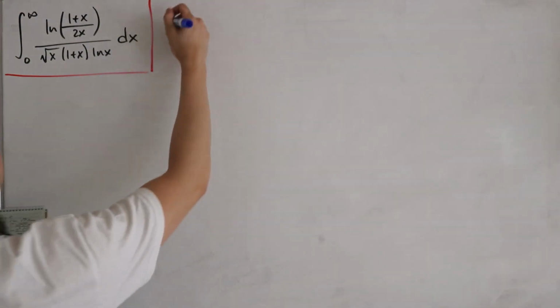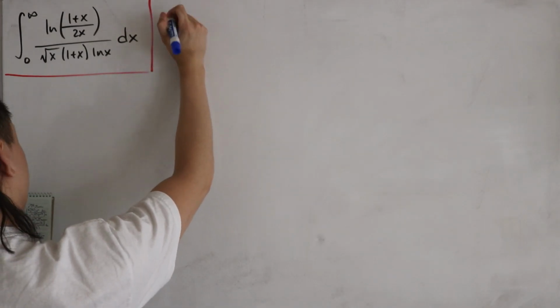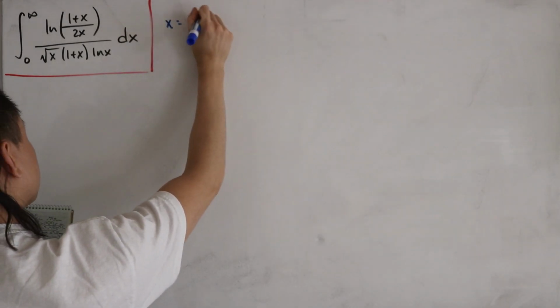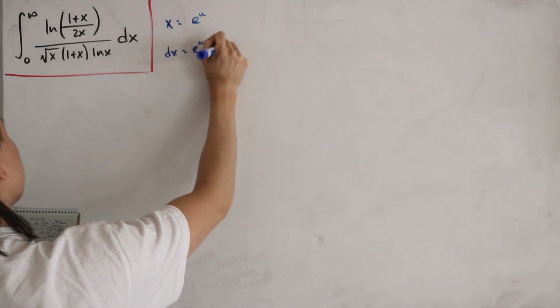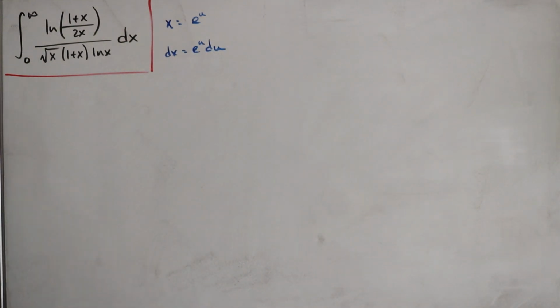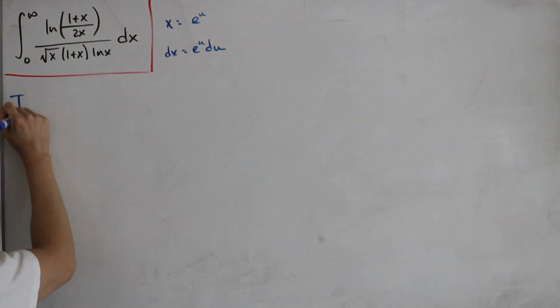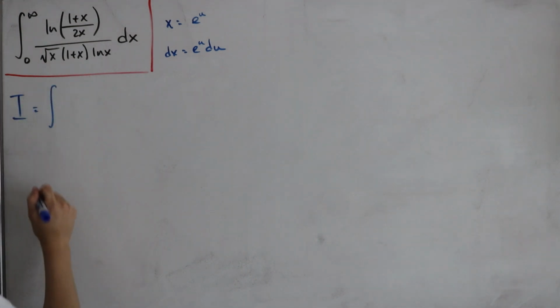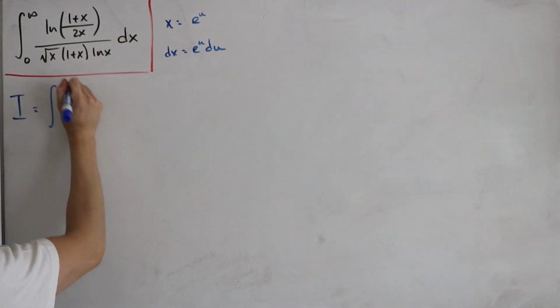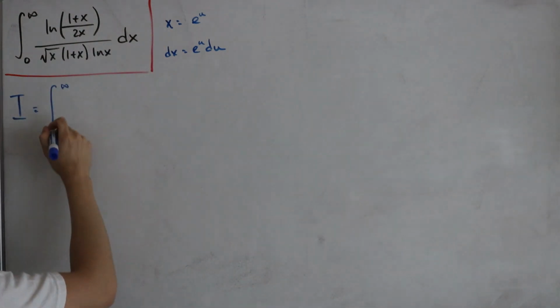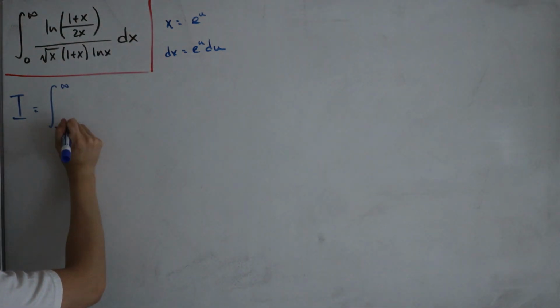Let's do a nice little u-sub over here, where I'm just going to call this x. We'll let x equal e to the power u. Then dx is just e to the u du. So substitute this all back. I'm just going to call this whole thing capital I. Then for our integral, if x is infinity, u is going to be infinity. And if x equals 0, then u is going to be negative infinity.